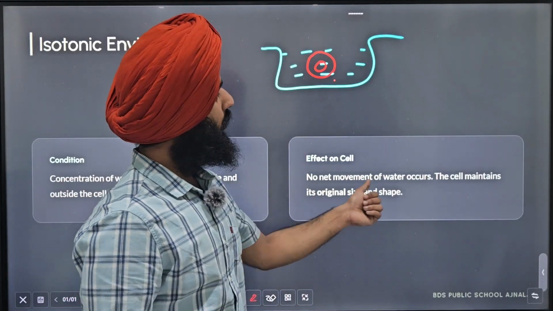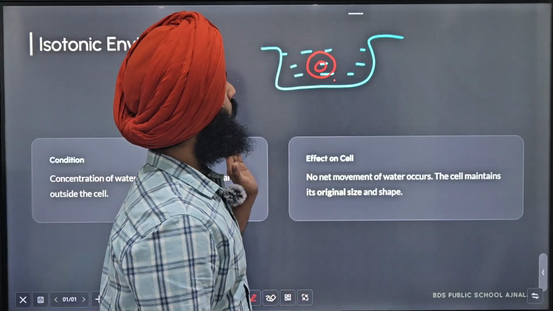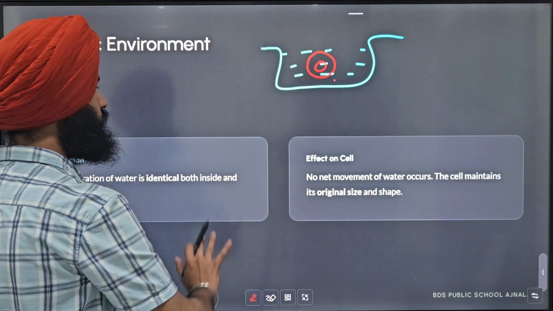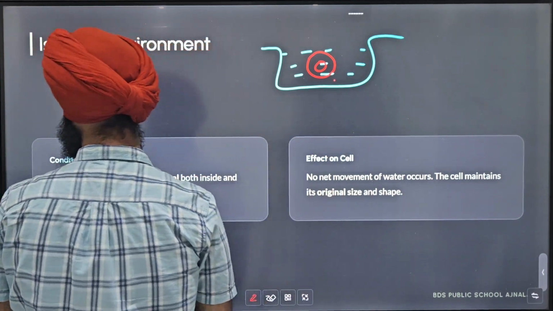So there is no net movement of water. Since it's equal, there is no difference in concentration. The water will not flow either from the cell or into the cell. So the shape and the size of the cell is maintained. There is no difference in the cell.